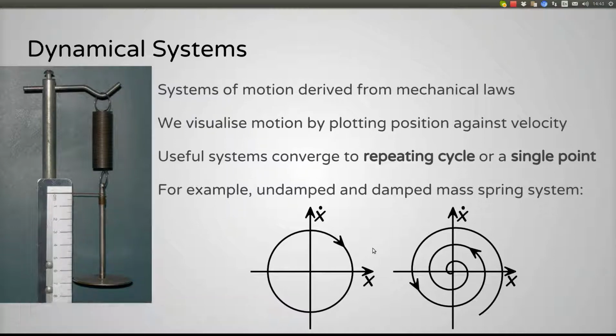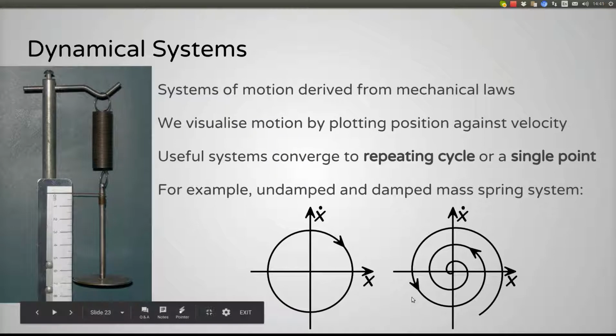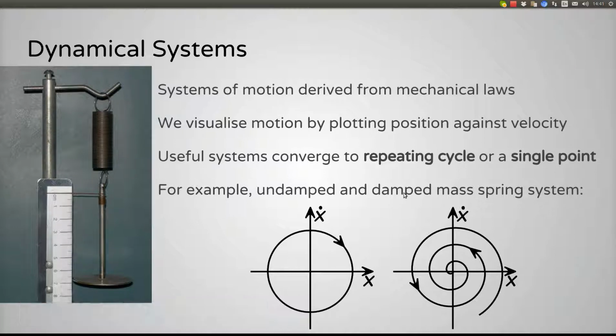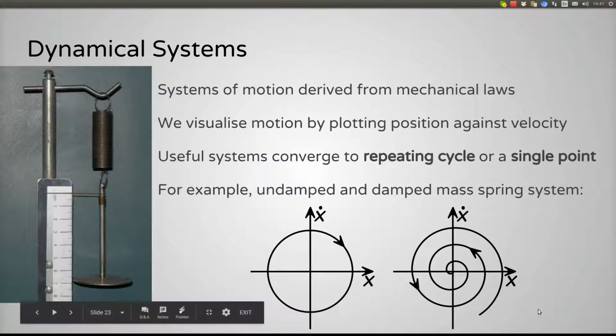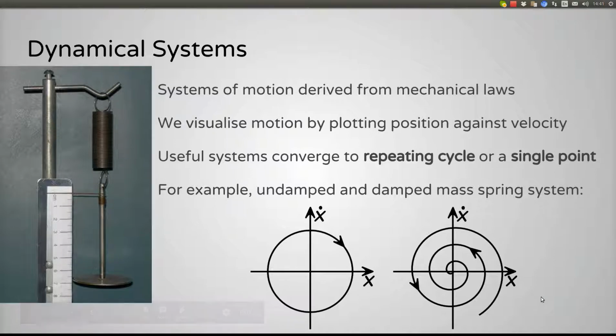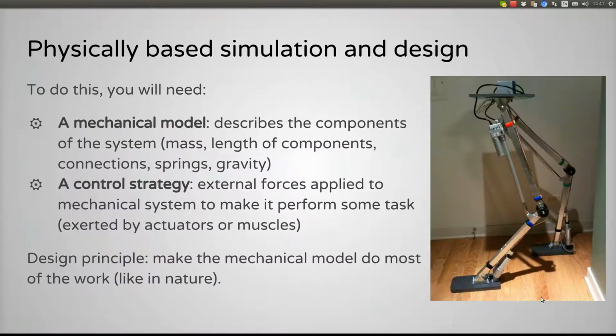Okay, and in comparison here, if the spring is damped, then it's going to bounce, but eventually it's going to converge towards zero, where the spring is completely at rest. So this is an example of looking at a dynamical system graphically. We can look at some sort of system in motion graphically, and we can also describe this mathematically as well, which is very important.